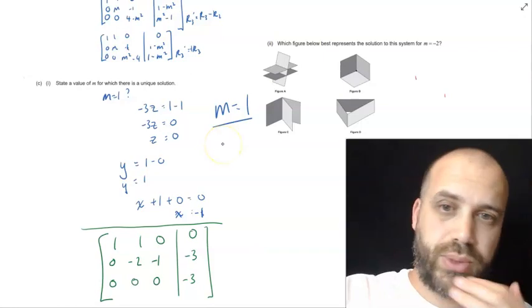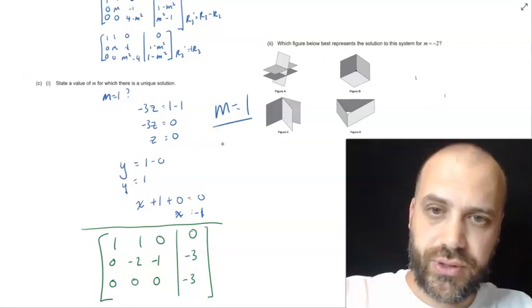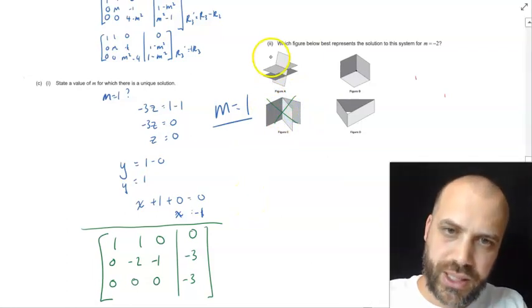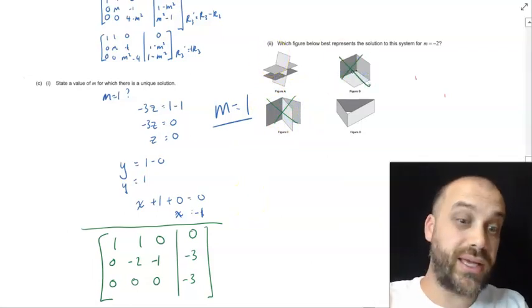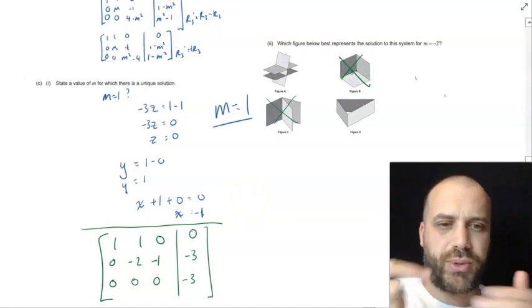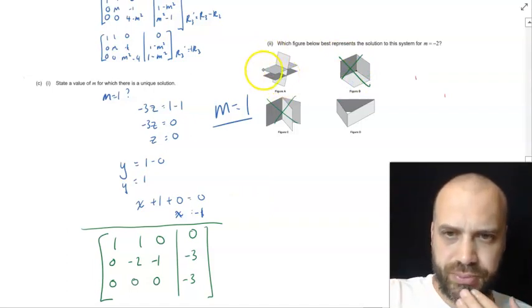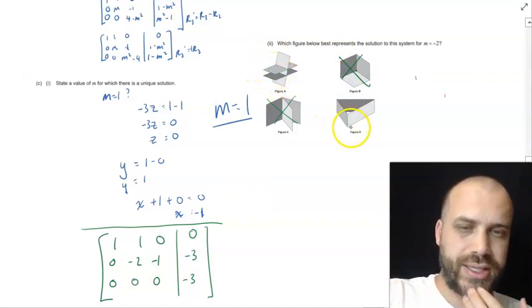So that means that we can get rid of this one here where the three planes are, and we can get rid of this one here where they're meeting at a point. And so now the question becomes, is it figure A or is it figure D?